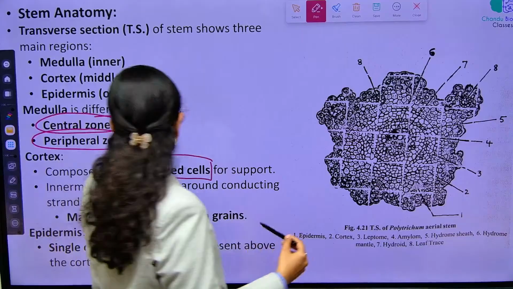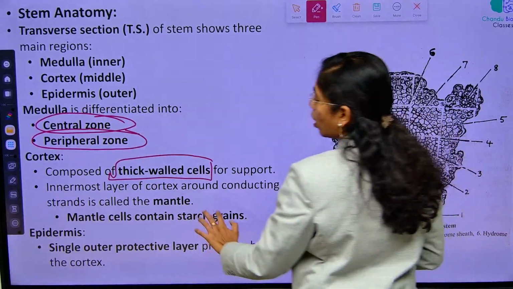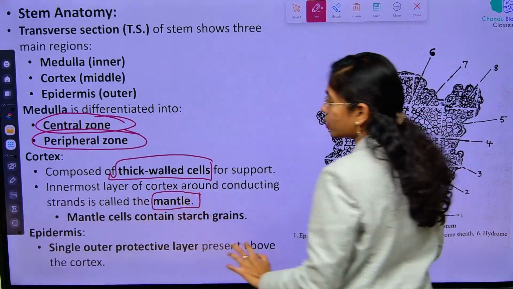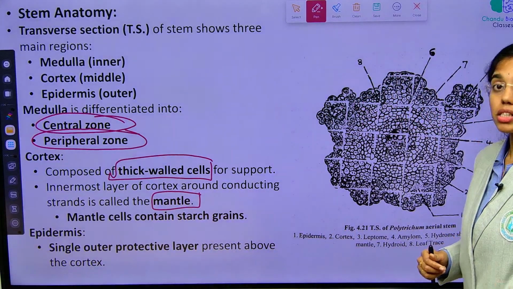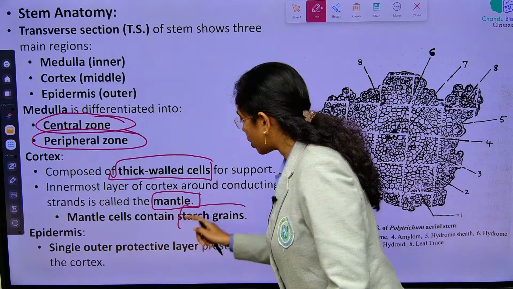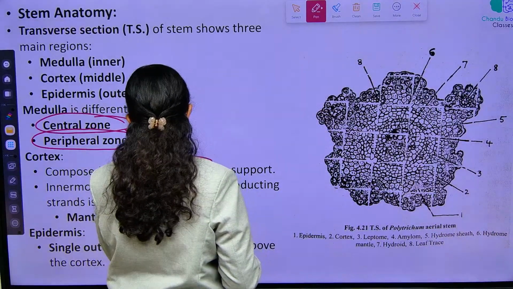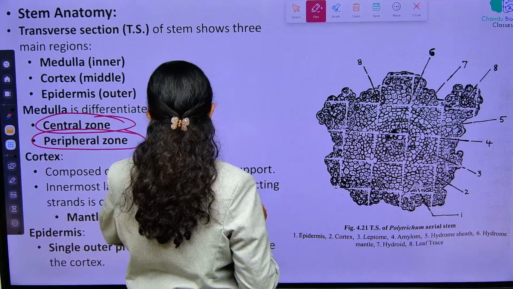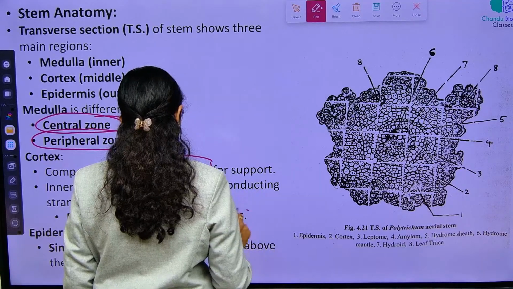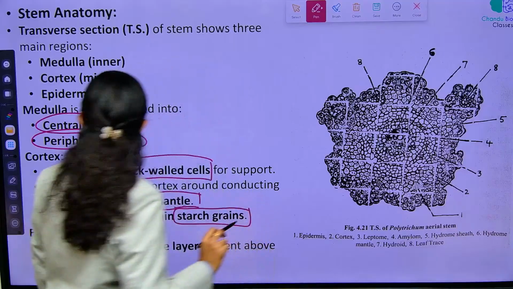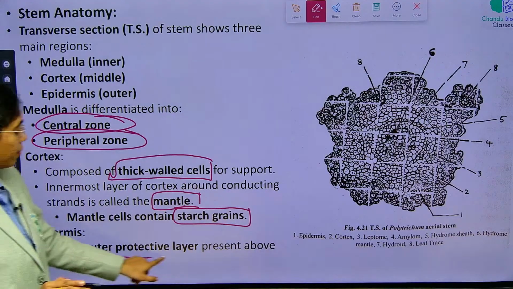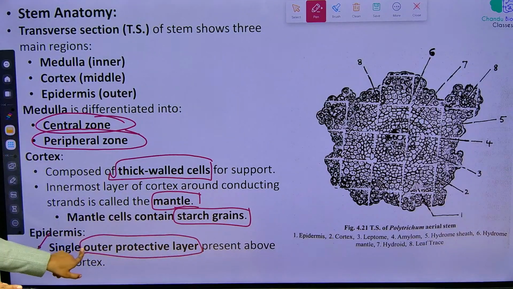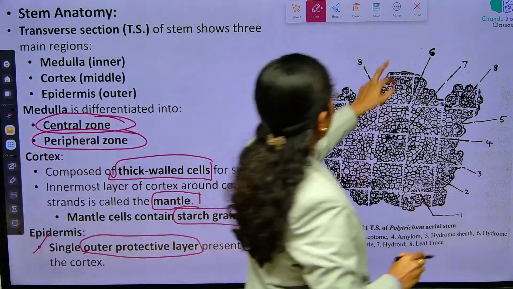Cortex is thick walled with cells which support the cortex region, and these strands are called what? Mantle. Cortex will have many conducting tissues inside it, which is known as mantle. Mantle cells contain starch grains. Fine. Epidermis, which is the outermost layer, has a single outer protective layer. This is present above the cortex region.